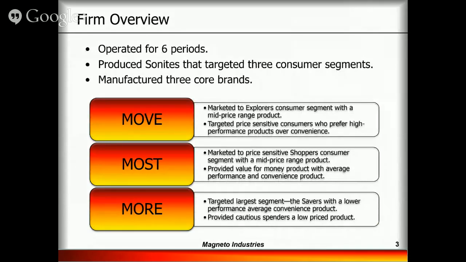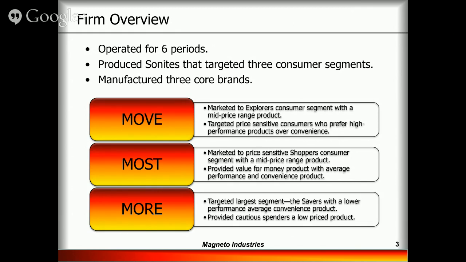So here's the overall high-level summary for Magneto Industries. This company operated over 6 periods, and they produced products called Sonites. Sonites, I think of them as cell phones or iPads or some sort of electronic device that we're marketing to end customers. Initially, we started targeting all the consumer segments and quickly realized that we had to target individual consumer segments instead of trying to go after them all, based on the marketing funds and the capacity that I had to go after those segments.